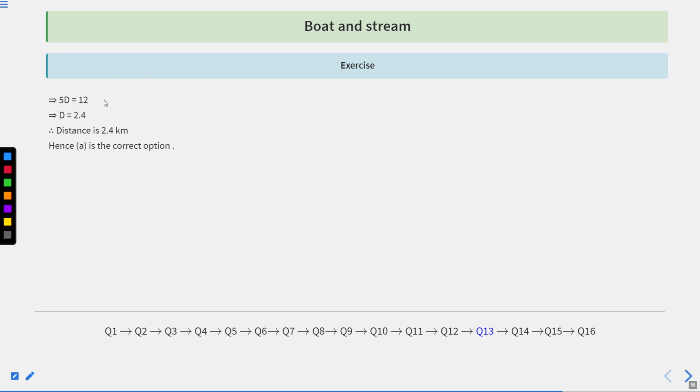So on simplifying, we will have 5d equal to 12, that is d equal to 2.4. So the correct option here is option number A, 2.4 kilometers.